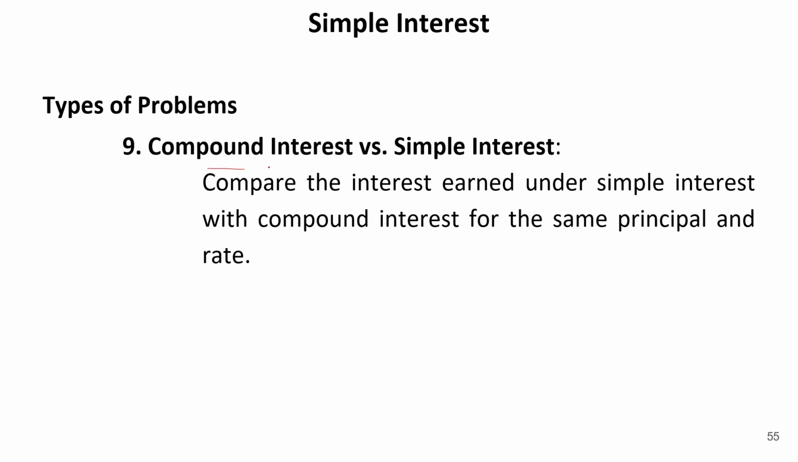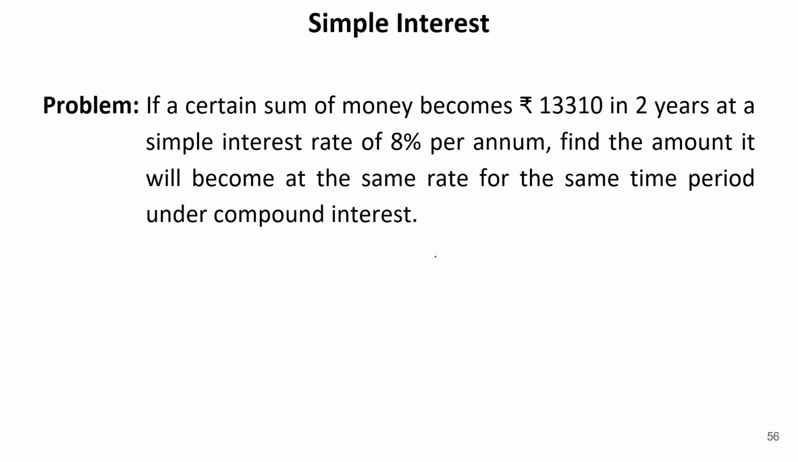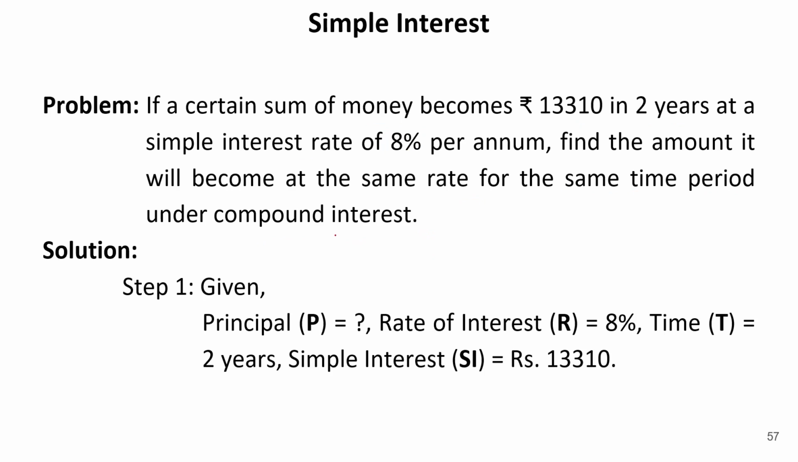So let's see the difference between compound interest and simple interest, how they are fundamentally different. Comparing interest earned under simple interest with compound interest for the same principal and rate. So if a certain sum of money becomes 13,310 in 2 years at a simple rate of 8% per annum, find the amount it will become at the same rate for the same period under compound interest. So given that principal P is unknown and rate of interest R is equal to 8%, T is equal to 2 years and simple interest is equal to 13,310.